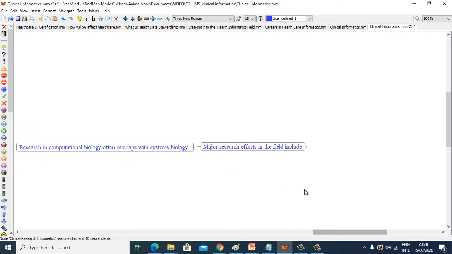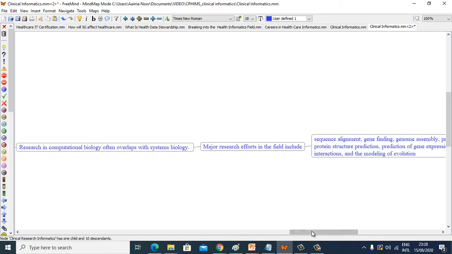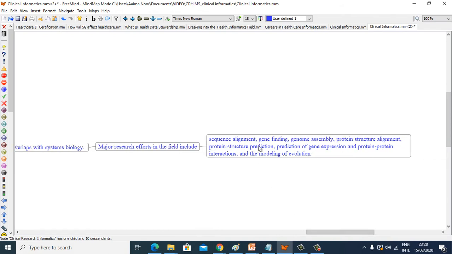Major research efforts in the field include sequence alignment, gene finding, genome assembly, protein structure alignment, protein structure prediction, prediction of gene expression and protein interaction, and the modeling of evolution.